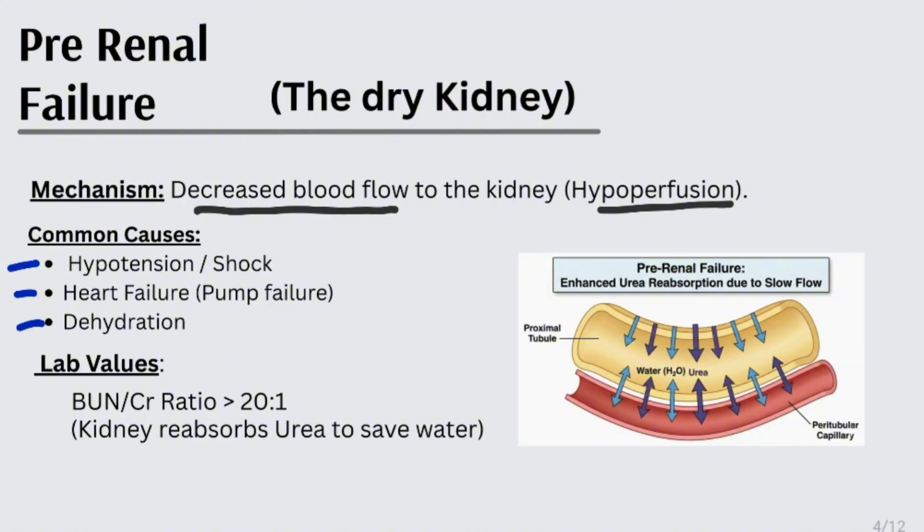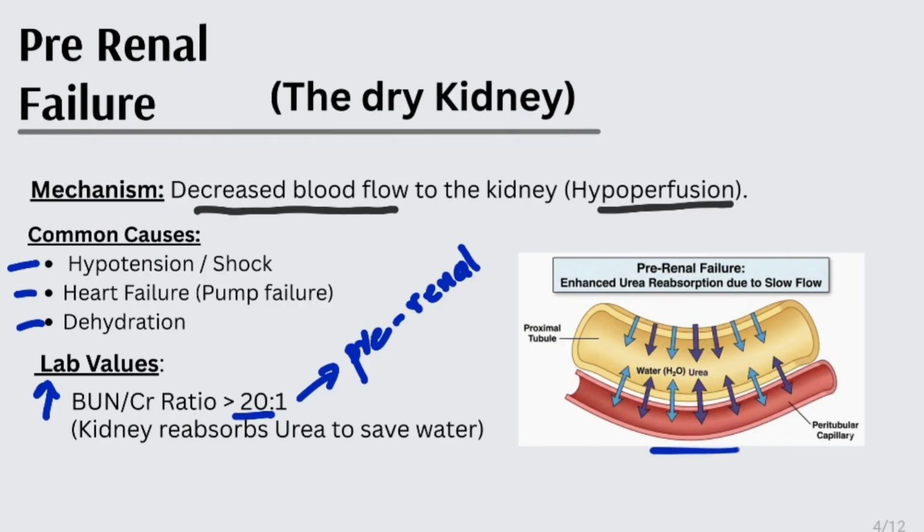Because the kidney senses low volume, it tries to conserve water by reabsorbing more urea. This results in a high BUN to creatinine ratio, typically greater than 20:1, because urea is reabsorbed along with water, while creatinine is not reabsorbed. This is a classic USMLE clue for prerenal acute kidney injury. So on MCQs, if you see the BUN to creatinine ratio increase to 20 or more, you should first think of a prerenal cause of acute kidney injury.